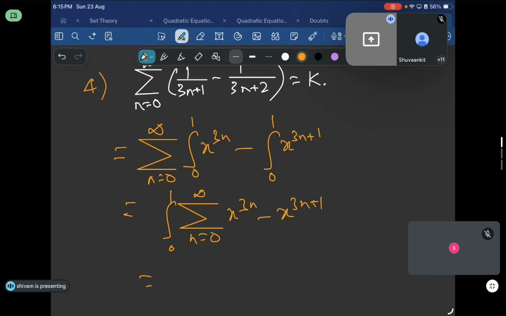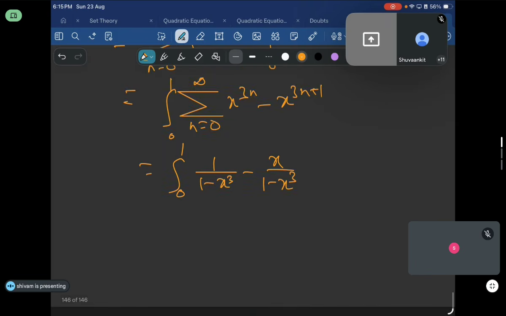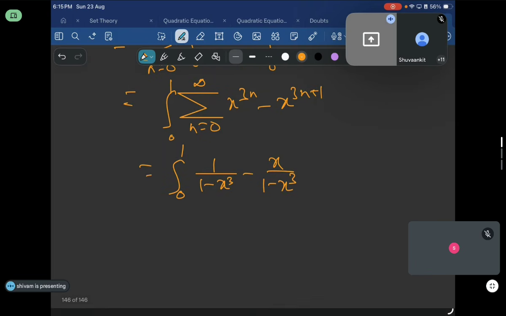So what will be the first term? Tell me. Over here, what is the first term? 1 by 1 minus x to the power 3n, 1 by 1 minus x cube. And over here? No. For n equal to 0, it will become x by 1 minus x cube, right? Rest I think you can solve it. Tan inverse will come. Right, should I complete after this? Or you can do it?